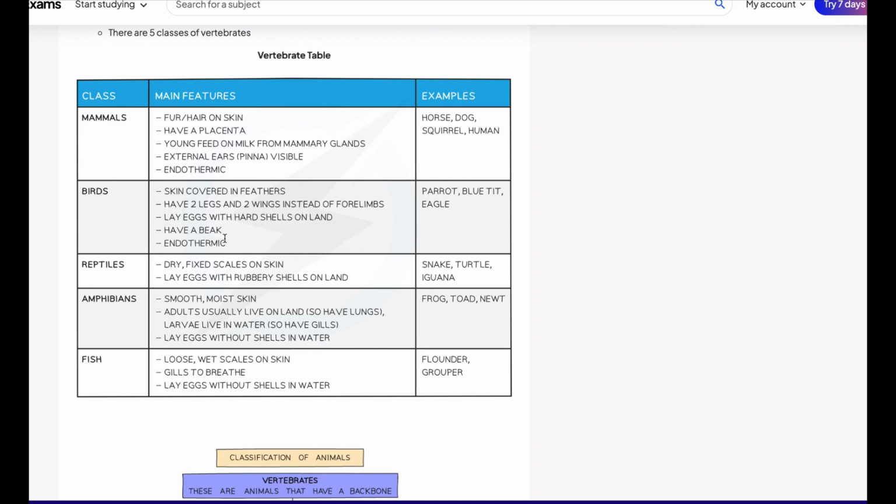They have a beak, a long mouth called the beak, which they use to pick something when needed. Then they are also endothermic. They absorb heat into their system. A good example is parrot, bluetit, and eagle. Any type of bird falls in this category.